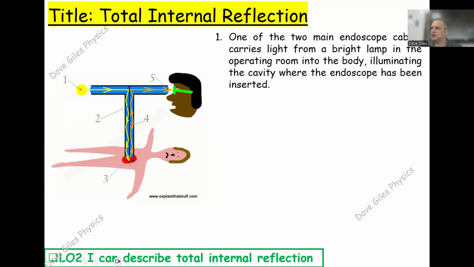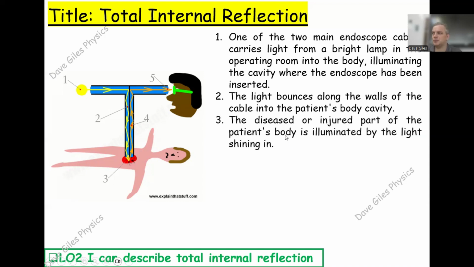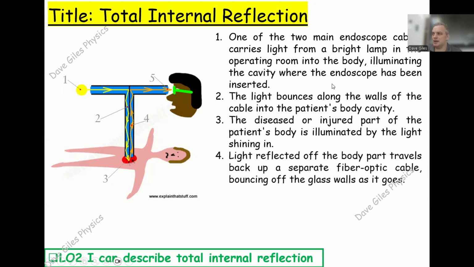One of the two main endoscope cables carries light from a bright lamp in the operating room into the body, illuminating the cavity where the endoscope has been inserted. Because obviously you're going inside the human body, it's going to be dark in there. There's no natural light. The light bounces along the walls of the cable into the patient's cavity. The diseased or injured part of the patient's body is illuminated by the light shining in. Light reflected off the body part travels back up a separate fiber optic.